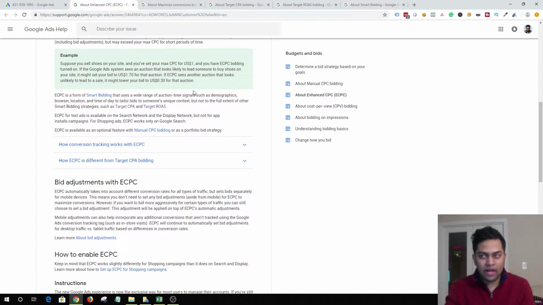It is all real time, and the ultimate goal is to make sure that you get more conversions and more clicks and more results from your campaign. So I highly recommend starting out with enhanced CPC because it's super easy to set up, and it's one of the most efficient ways to maximize your return on investment when running campaigns on Google AdWords.